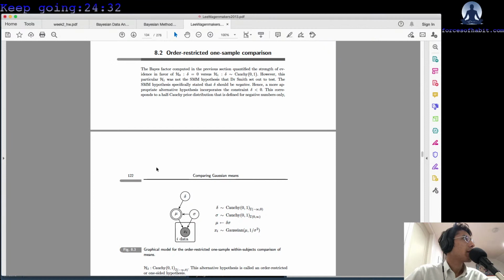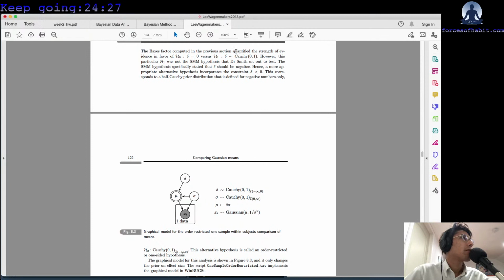So the Bayes factor here quantifies the strength of evidence for this point versus the distribution. This particular one was not the hypothesis that he set out to test. He stated that the difference should be negative. So a more appropriate model incorporates this constraint.